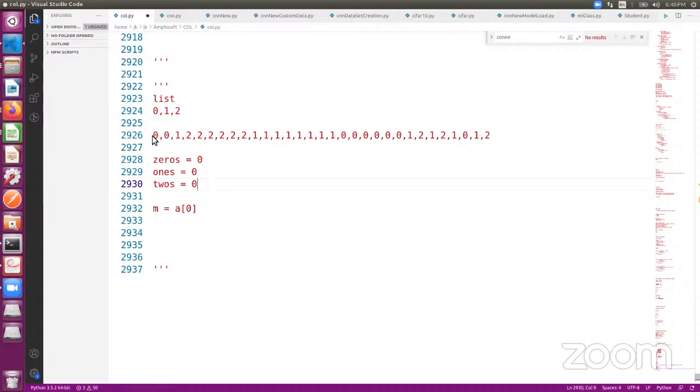Okay. So how many zeros are there? 1, 2, 3, 4, 5, 6, 7, 8, 9 zeros are there. So after the iteration, the count of zeros would be 9. The number of ones is 1, 2, 3, 4, 5, 6, 7, 8, 9, 10, 11, 12, 13. And number of twos is 9. So now we have counted the number of zeros, ones, and twos.